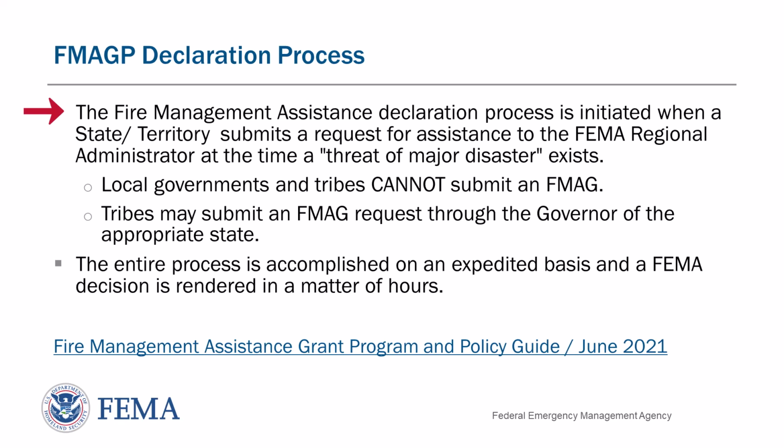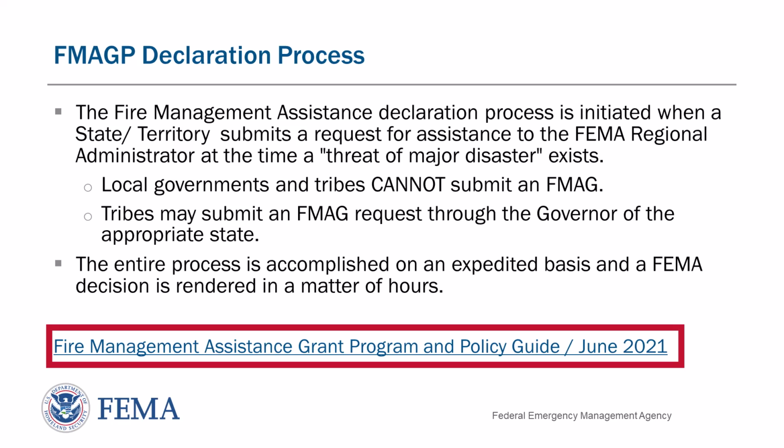The Fire Management Assistant Declaration Process is initiated when a state or territory submits a request for assistance to the FEMA Regional Administrator at the time a threat of a major disaster exists. Local governments and tribes cannot submit a Fire Management Assistant grant. Tribes will submit a Fire Management Assistant grant request through the governor of the appropriate state, and the entire process is accomplished on an expedited basis, and a FEMA decision is rendered within a matter of hours. Additional information on the declaration process can be found in the FMAG Policy Guide in Chapter 2 on page 4.